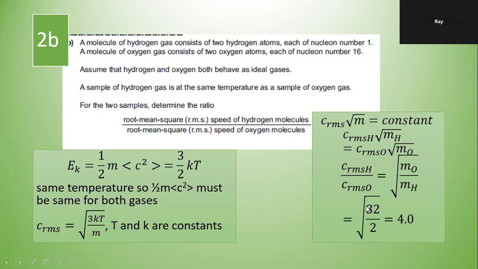Right? You take the mass, nucleon number, times 1.6 times 10 to the power minus 27. For both of them, it cancels off, so you don't have to write it down. So it's 4, 10.